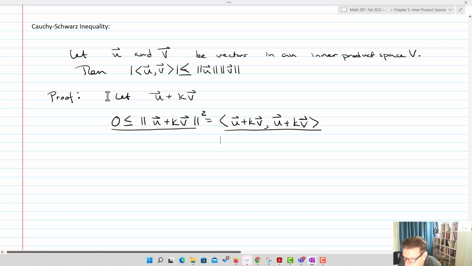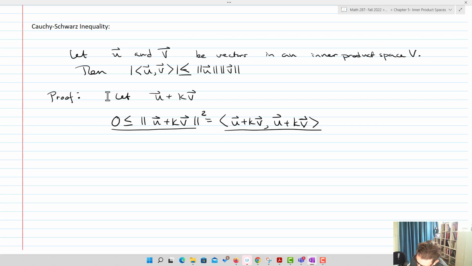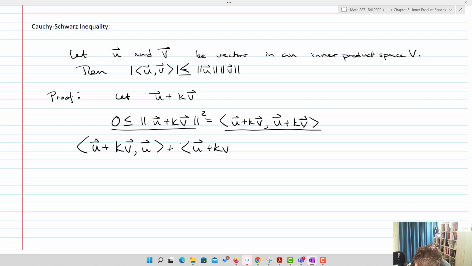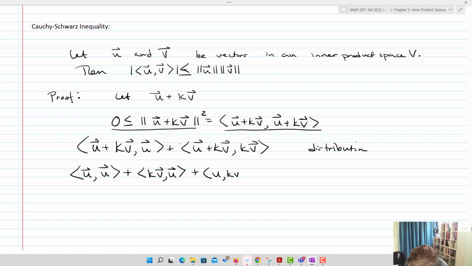Okay, so 0 is less than or equal to the norm of U plus KV squared, which equals U plus KV times U plus KV. Now we're going to do a little bit of work here. Remember, that's because of our distribution. This is an inner product, so we've got distribution defined. So this is then going to be U inner product with U plus KV, plus KV inner product with U plus KV, and then U inner product with U plus U inner product with KV, plus KV inner product with KV. Again, that's our distribution property, the one that we saw before.